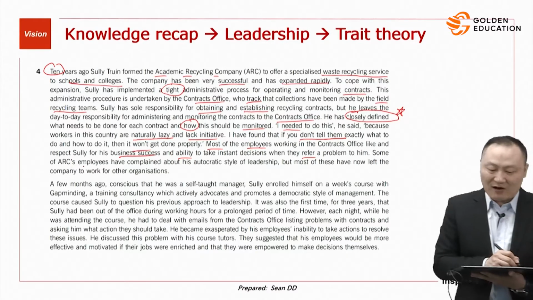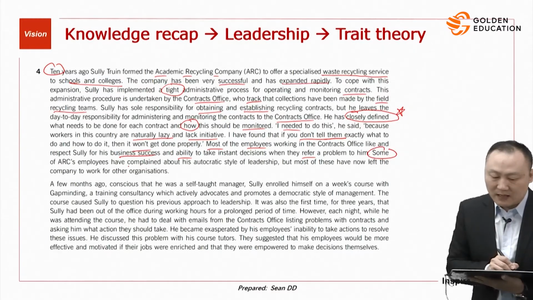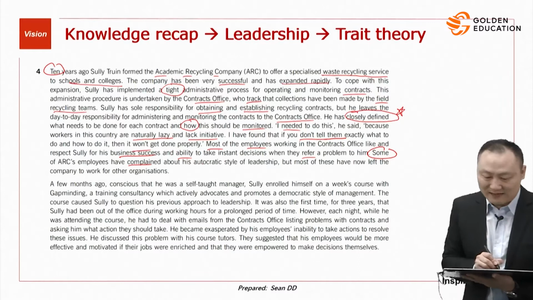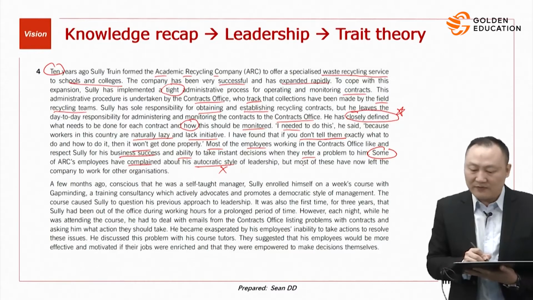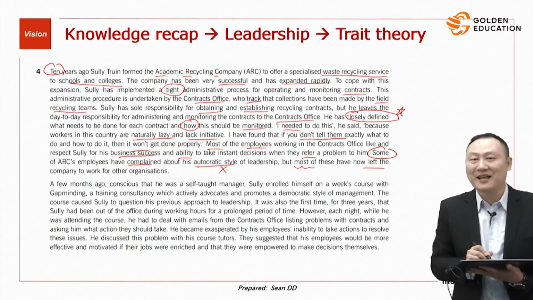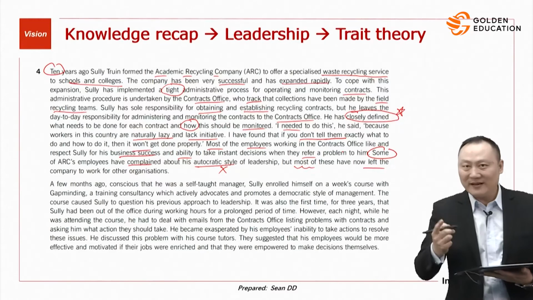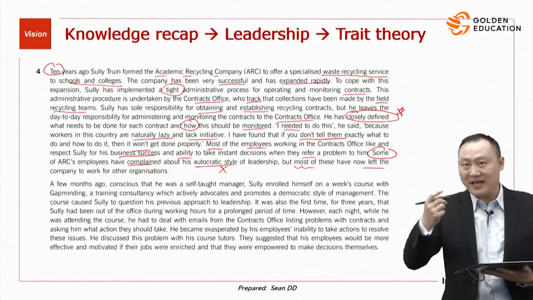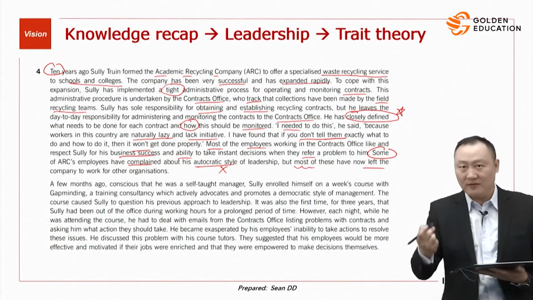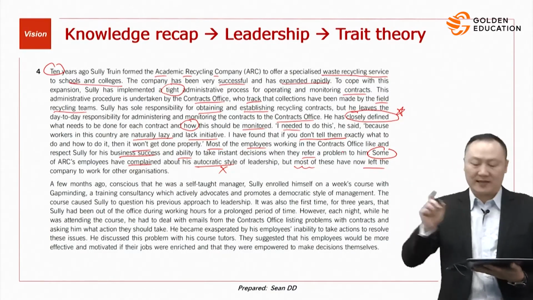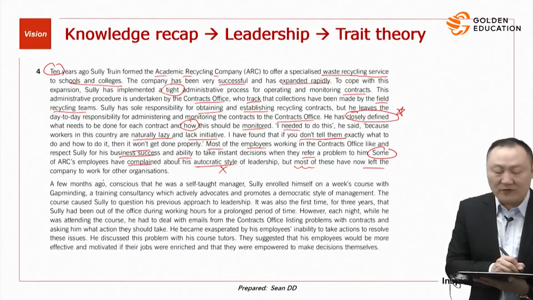And some of ARC's employees have complained. Some complained about his autocratic style of leadership. Definitely X. But most of these have now left the company. So who criticized him, X or Y? Y criticized him, but he refused to respond and refused to change his leadership style. Then the Y type of employee left the company. No more Y, only X in the company. And they now left the company to do the work for other organizations.